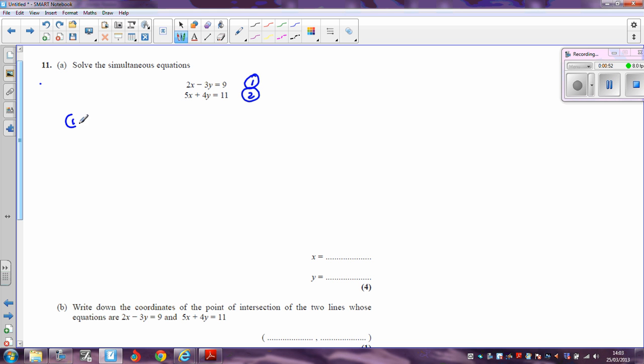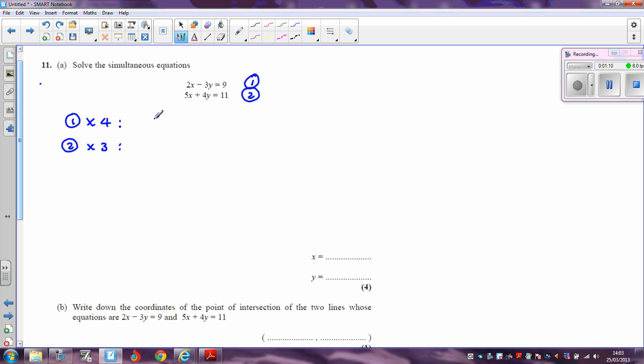So the first thing I'm going to do is take the first equation and multiply it by 4, because I know that's going to give me minus 12y. And at the same time, I'm going to take the second equation and multiply it by 3, because I know that's going to give me plus 12y. Remember to multiply the whole equation by 4.